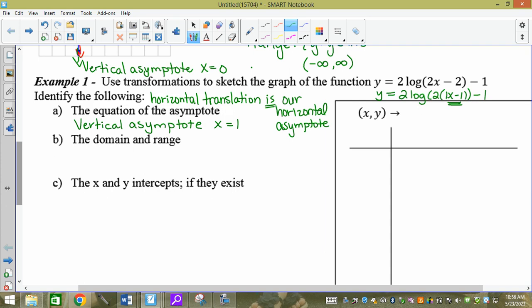Wow, it looks like it stops at -3. So I should say y is greater than -3. Maybe equal to -3. Right? That's the range.